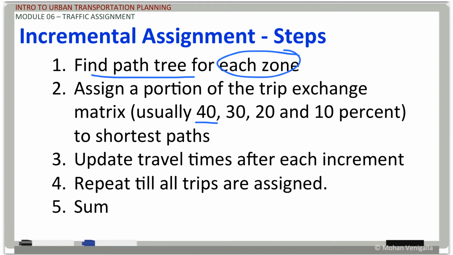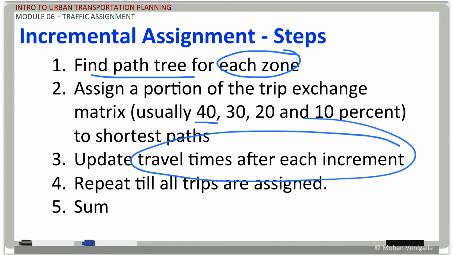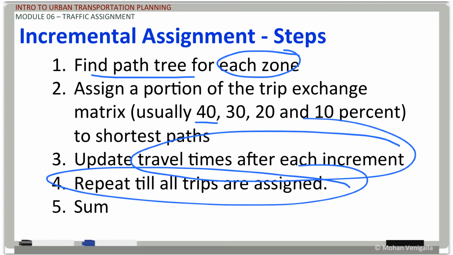And each time you finish processing all the zones, you update the travel time of each link in the network. There may be 100 links or 10,000 links. You have to update the travel time of all the links. And repeat this until all trips are assigned. In this particular case, it takes 4 iterations to do that, and you sum them all up towards the end. That's essentially what it is. You can easily understand this with an example, which is where we are headed.